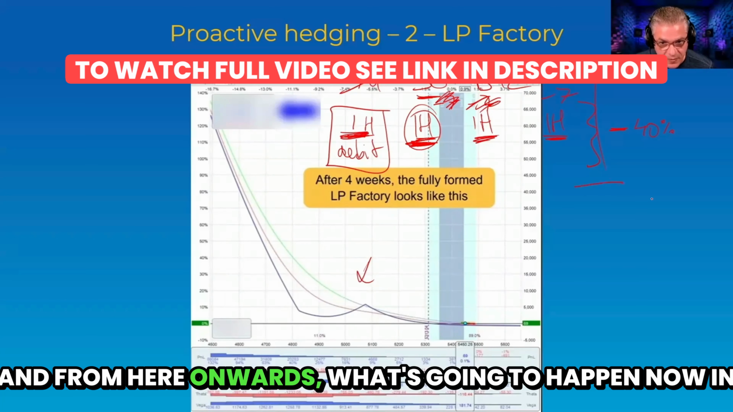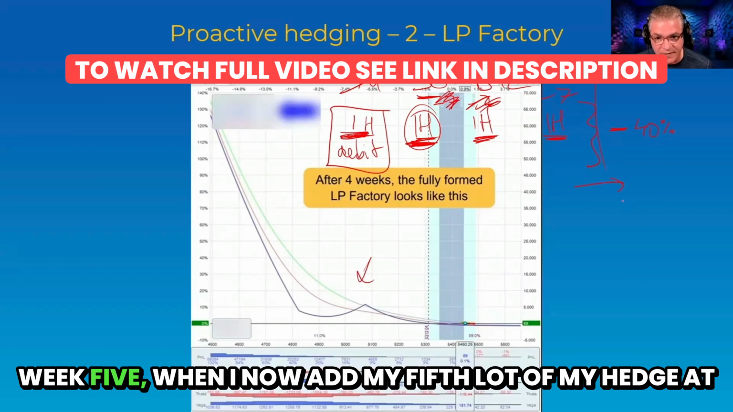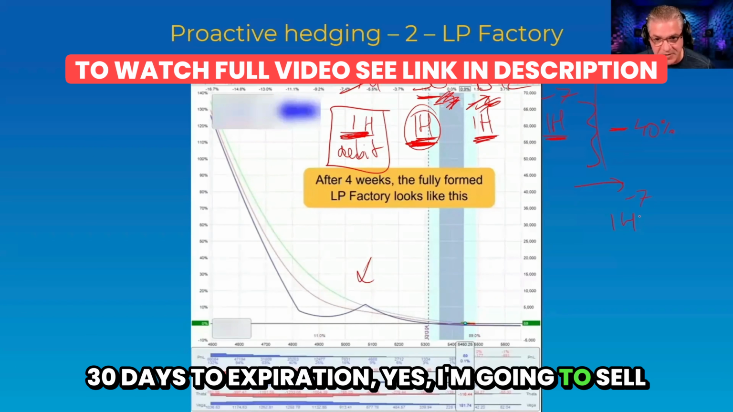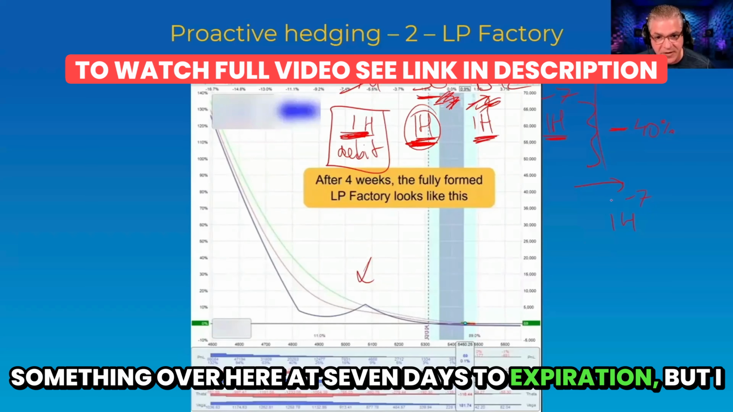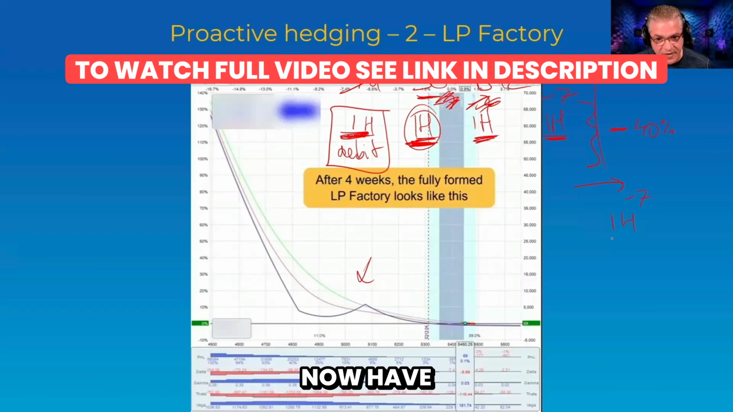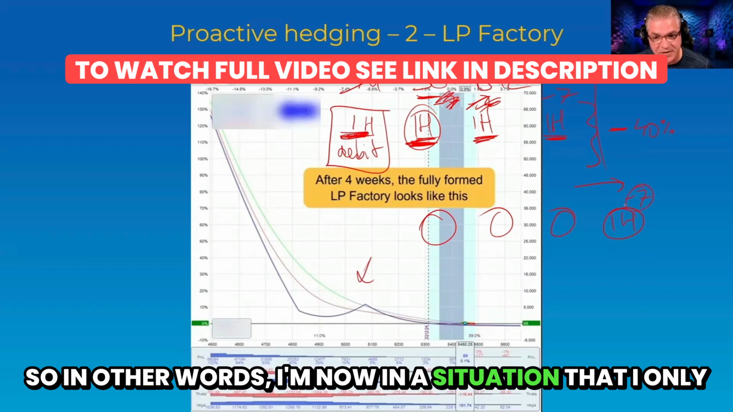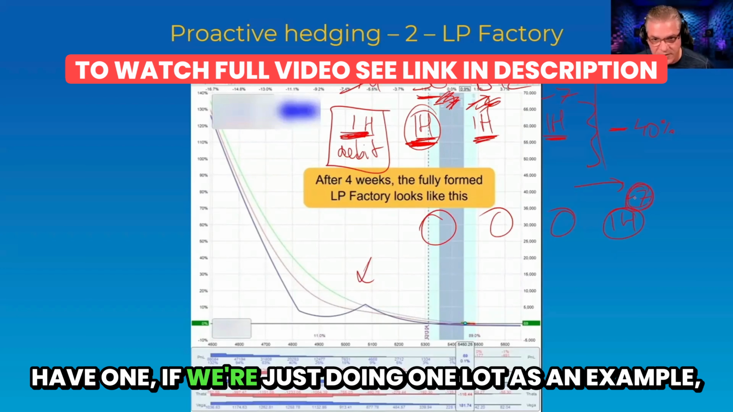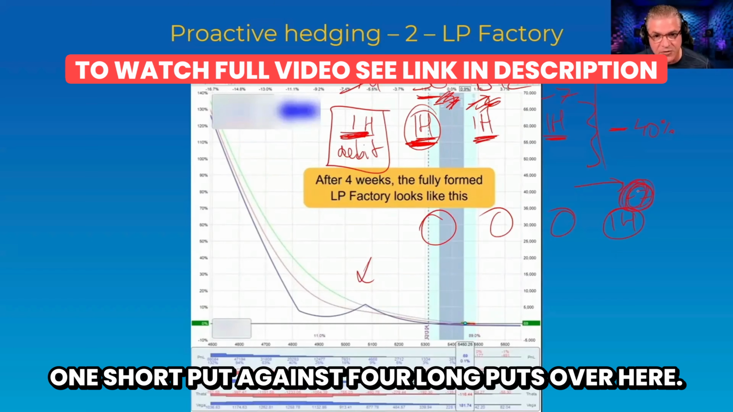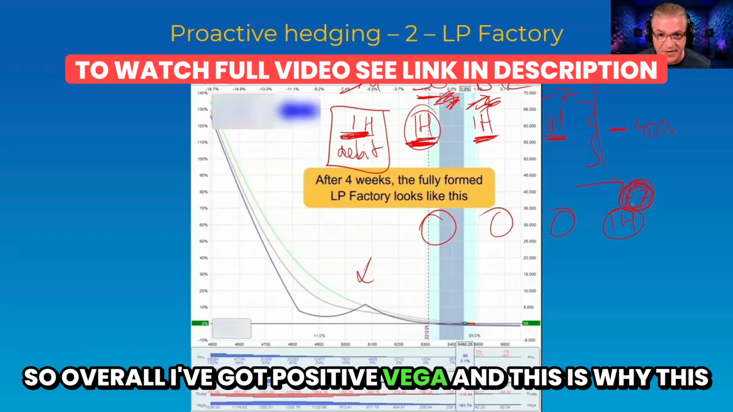And from here onwards, what's going to happen? Now in week 5, when I add my 5th lot of my hedge at 30 days to expiration, yes, I'm going to sell something over here at 7 days to expiration, but I now have this one plus another 3 here for every one of these. So in other words, I'm now in a situation where, if we're just doing one lot as an example, I only have one short put against 4 long puts over here. So overall, I've got positive Vega.